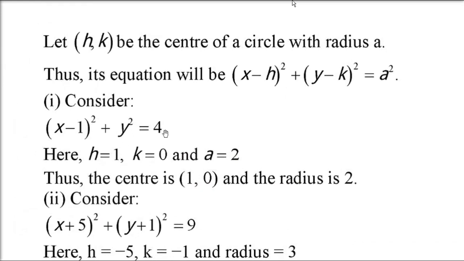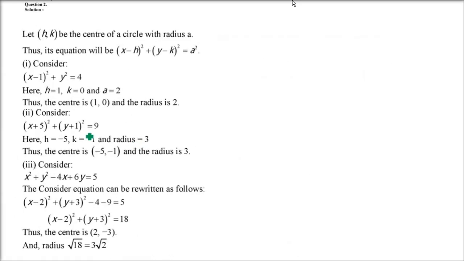For example, the first equation: (x minus 1) whole square plus y square equals 4. You can write it as (y minus 0) whole square equals 4, that is 2 square. So x minus h is x minus 1, h is 1. y minus 0 whole square, so k is 0. And 4, which is a square or r square, is 4, that is 2 square. So a or radius will be 2.